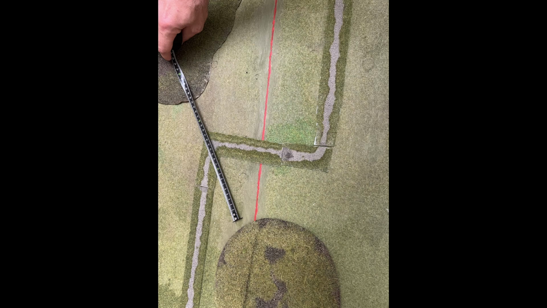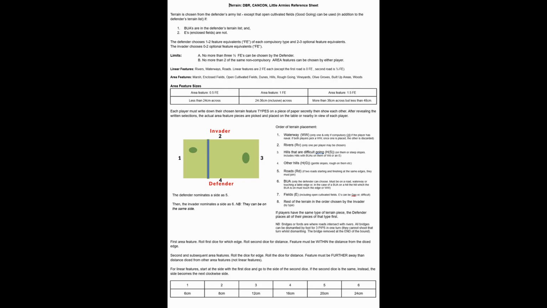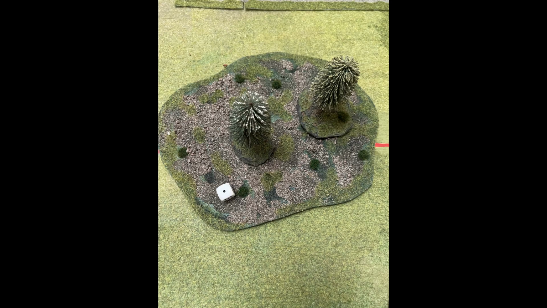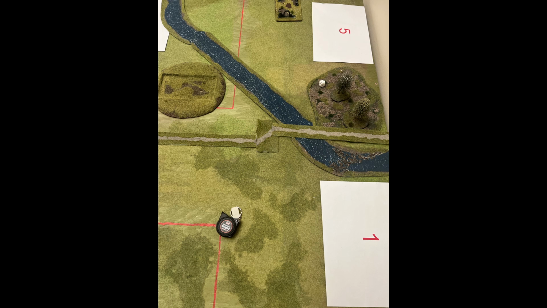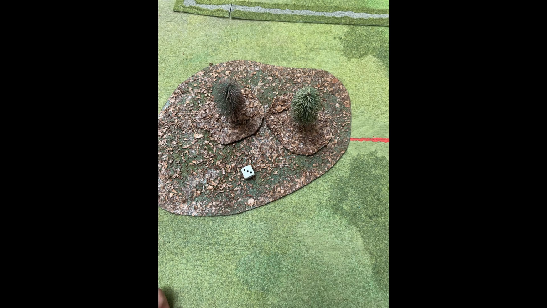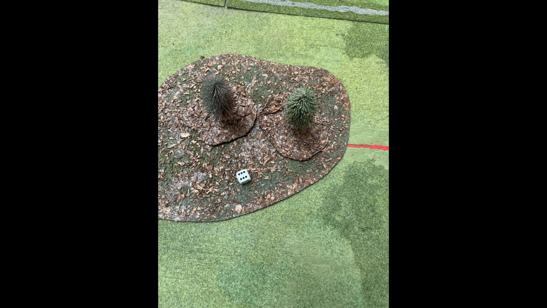Again, the invader does not get to choose which feature the defender places first, only the type of feature that is placed. For the first wood, the French player rolls a 1, followed by a 4, and places the wood as shown. In this respect, the road that had traversed the river is now also going through the forest. For the last wood, the French player rolls a 3, followed by a 6, and places the wood next to the river here as shown.